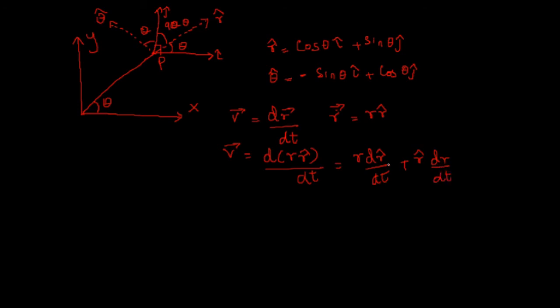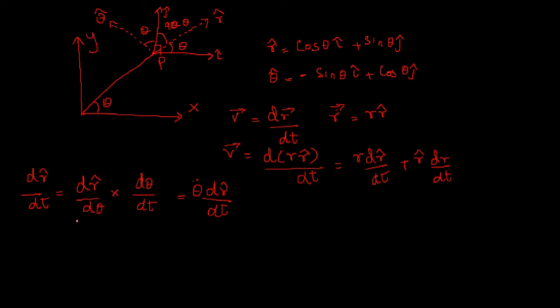Let us first do the differentiation separately. So what is d r cap by dt? Let me split this also. I'm multiplying and dividing it by d theta. So it is d r cap by d theta into d theta by dt. Now I can write this as theta dot, since d theta by dt is theta dot. So theta dot into d r cap by d theta, right?